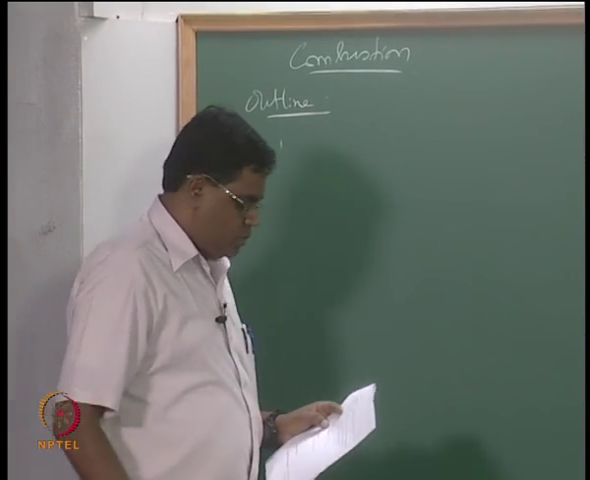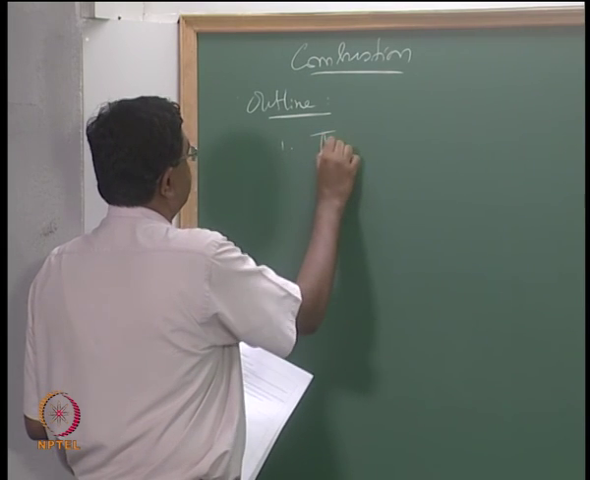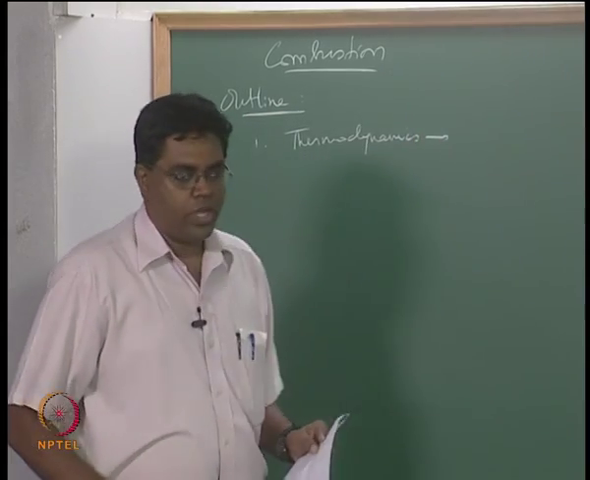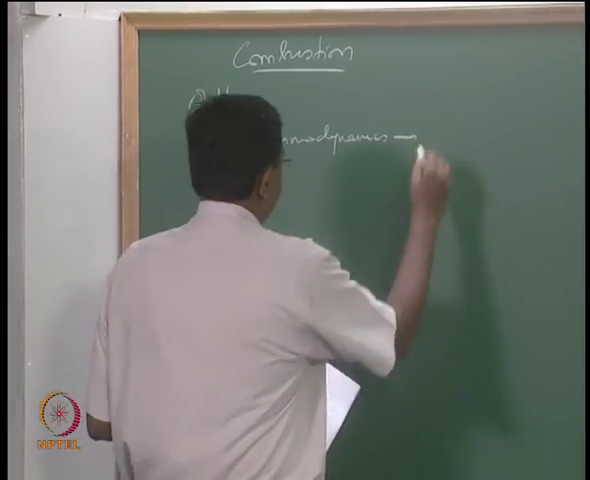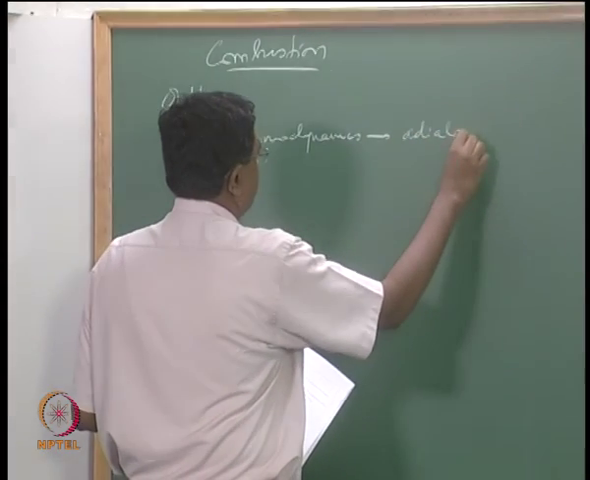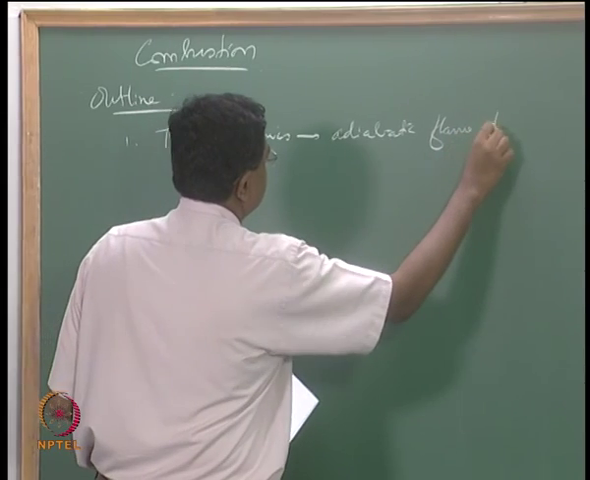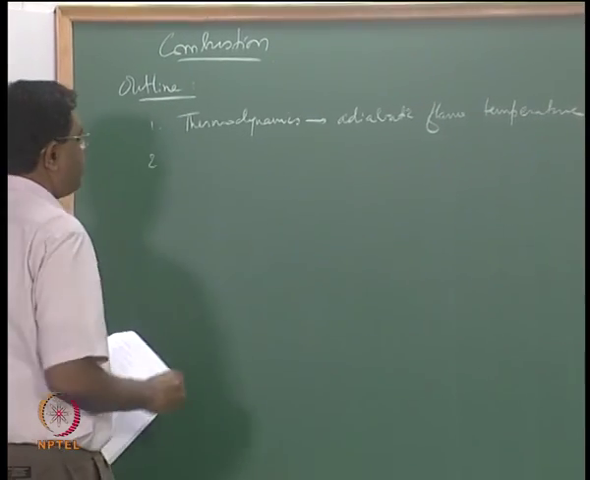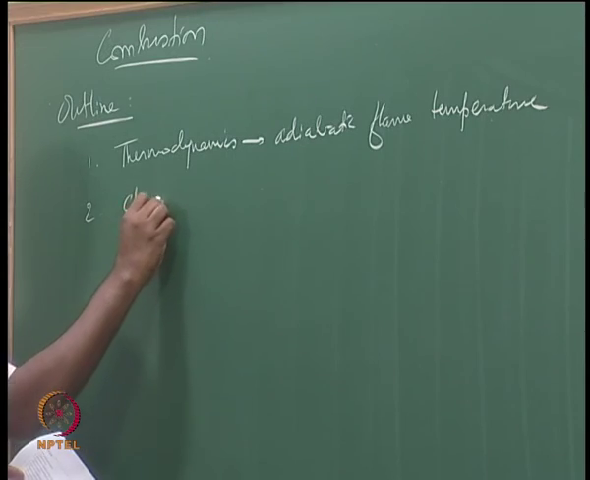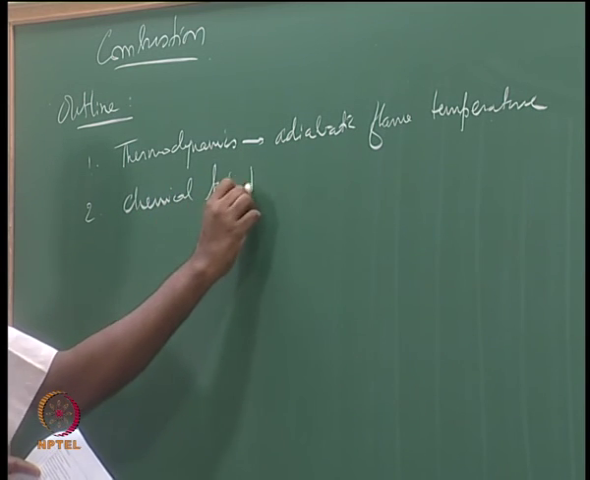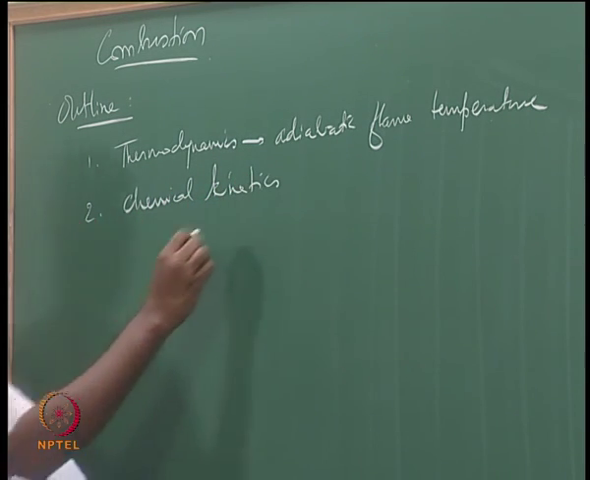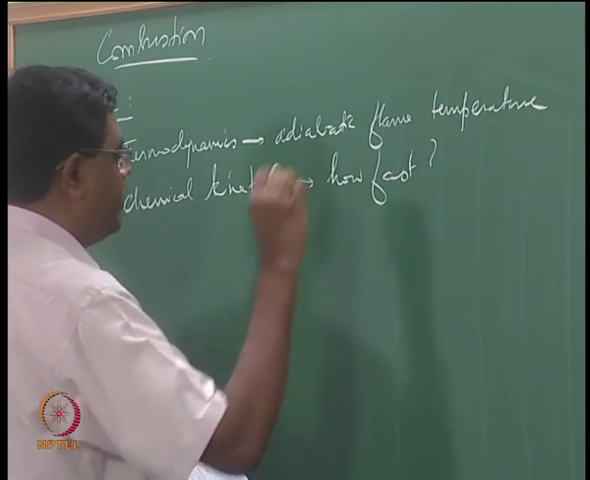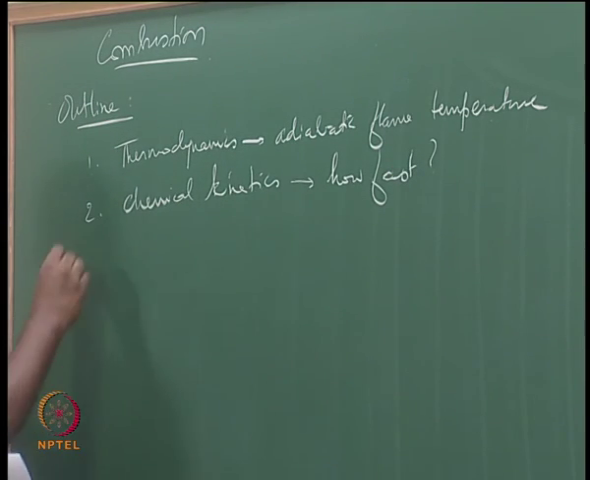We will just start with the course outline. The first thing that we will do is a little bit of thermodynamics, but what we are going to get out of here is essentially the adiabatic flame temperature. Number two is we do some chemical kinetics. This is going to tell us how fast reactions proceed. I'll explain these things as we go along.